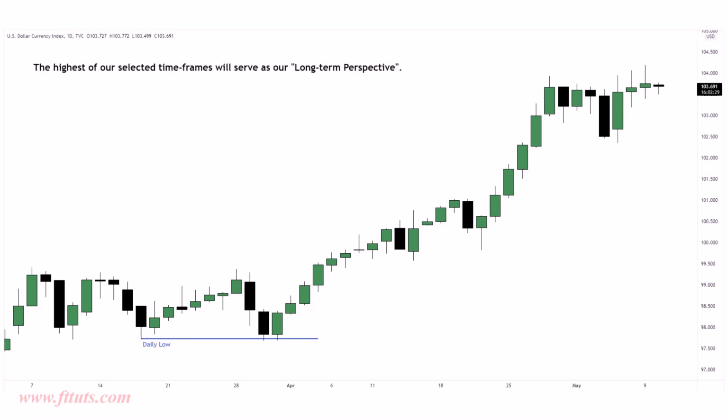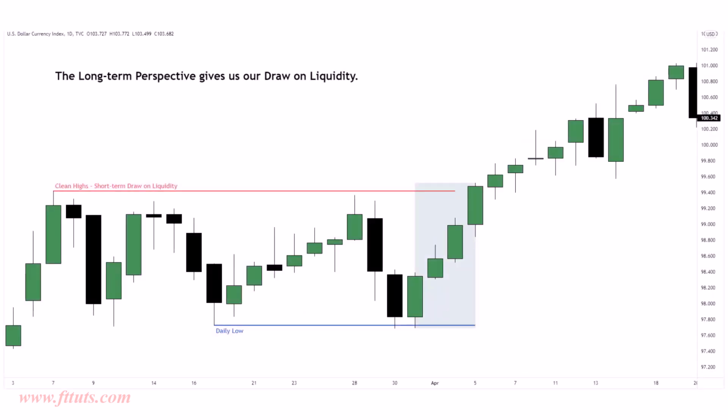So first, let's recap what we've covered so far. Okay, so the highest time frame, the daily chart, will act as a long-term perspective. This is going to give us directional bias, key levels to frame upon for parent order flow, and it's also going to give us the drawn liquidity. So on the near term, you can see the drawn liquidity is this high, and since we're comparing this high all the way to the left, we can see it's very clean. So that's going to be the short-term drawn liquidity, which gives us 1, 2, 3, 4 days of just having a bullish directional bias.